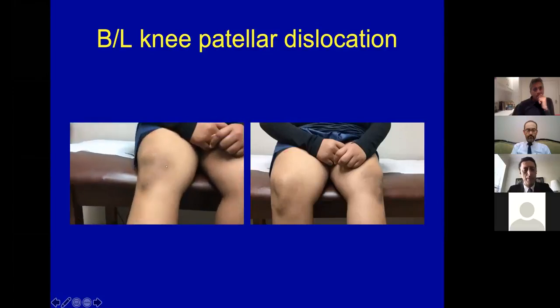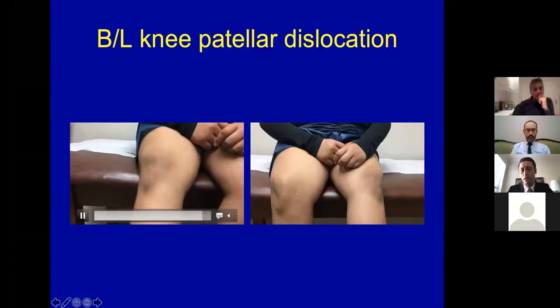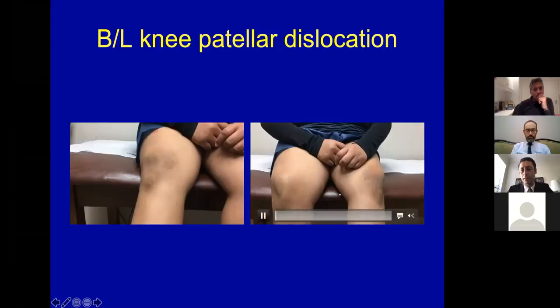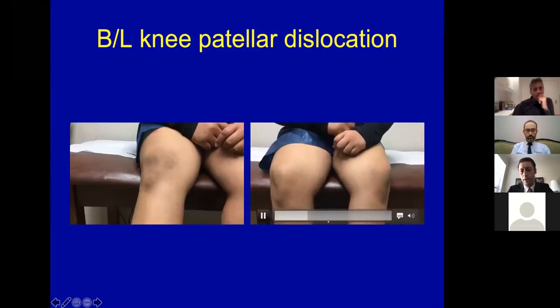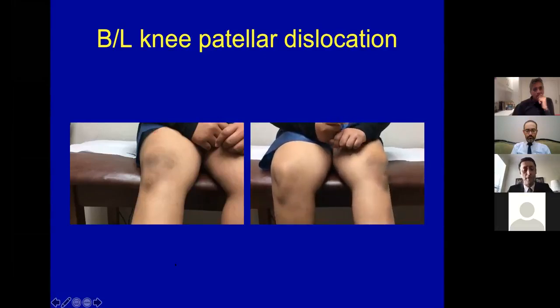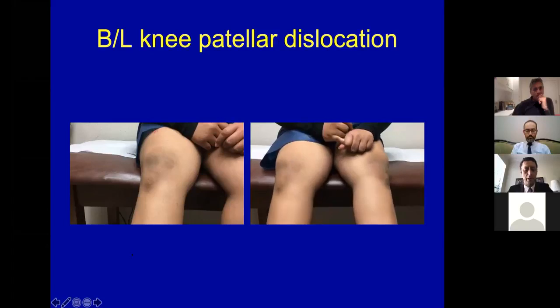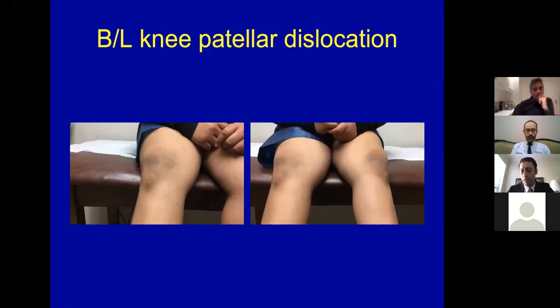See how the patella dislocates with each movement of the knee, and the other side also has bilateral dislocation. We did a clinical assessment of the patient. She also has increased femoral anteversion, causing or contributing to the patellofemoral dislocation or instability of the patellofemoral joints.